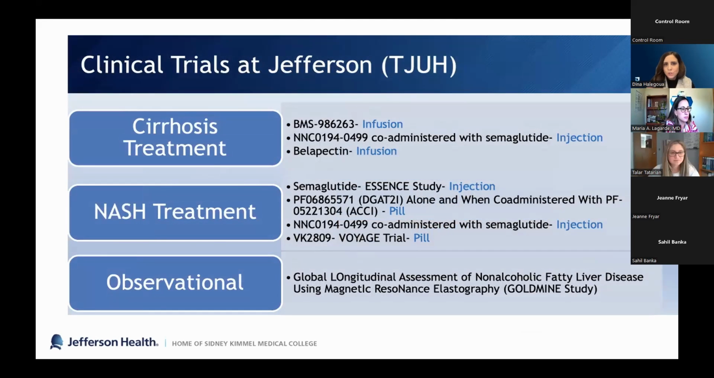So, just to update you on what trials we're doing at Thomas Jefferson University Hospital, we have different treatments for cirrhosis, specifically for NASH, so without cirrhosis, but fibrosis of the liver, and then some observational studies where we monitor you over time. And there are different treatments, including infusions or pills or injections. And really meeting with your team will help to decide what would be the best treatment for you and have a discussion.